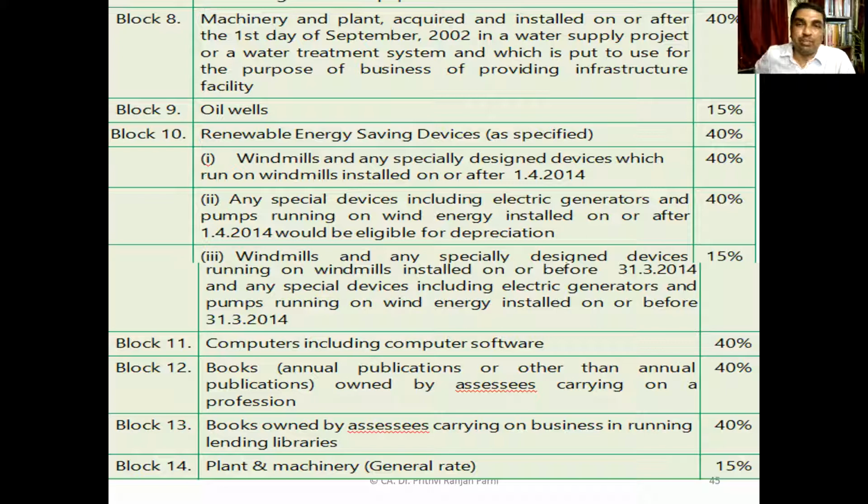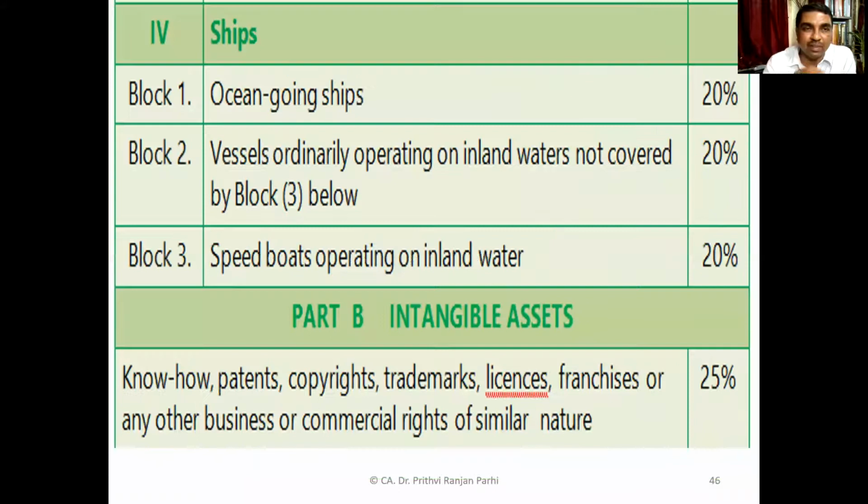Block 8 is 40%, block 9 is 15%. So for different blocks, different rates are charged, but the general rate for plant and machinery is 15%. Computers are 40%. So this is called the block asset. Depreciation is not charged on individual assets. It is charged on a group of assets called blocks. Ships are another block, with a rate of 20%. And intangible assets are depreciated at the rate of 25%.